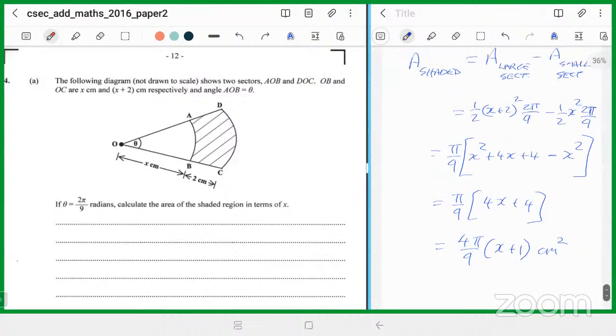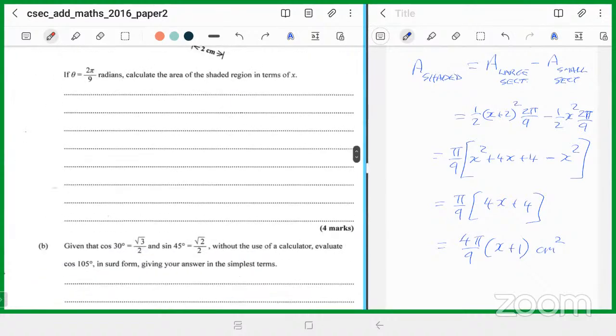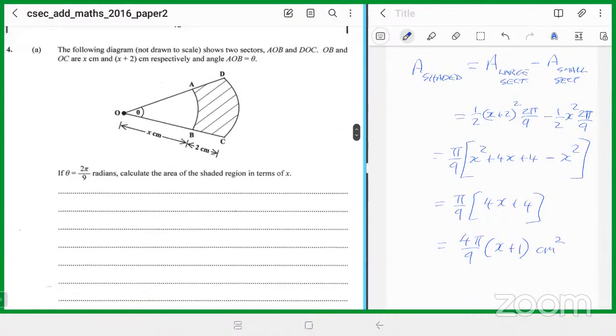Yes, sir. All right, good. So it was the outer sector minus the inner sector. Done. That's it. Nothing else. You see, these questions are pretty straightforward.